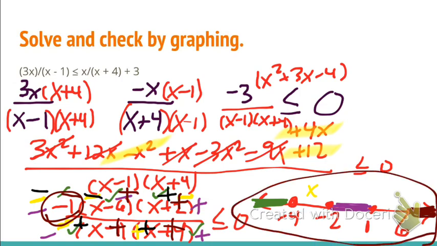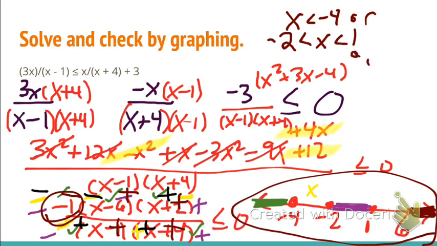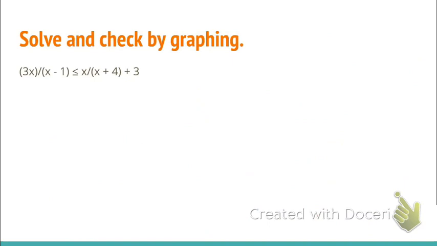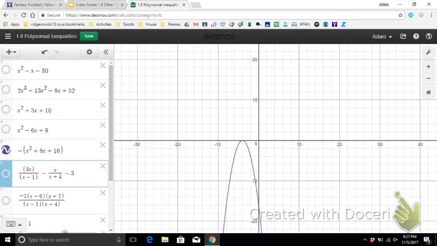So our solution set would be x is less than negative 4, or x is less than 1 and greater than negative 2, or x is greater than 6. And all those should have equal to signs because it did originally. So that's our final solution set. Last but not least, let's look at the graph of that, and we'll see.